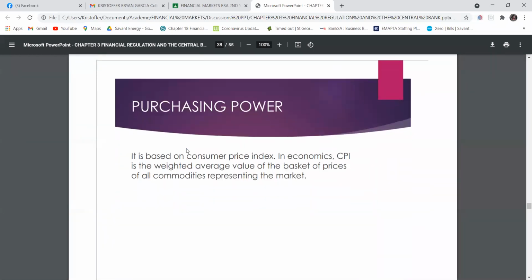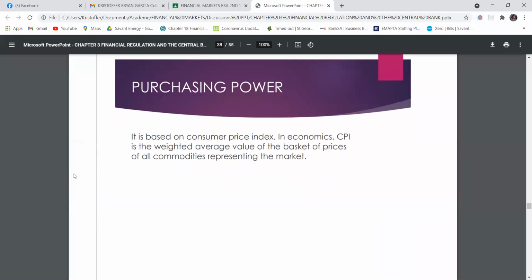So, Kate, pakituloy na nito. Purchasing power. Purchasing power, it is based on consumer price index. In economics, CPI is the weighted average value of the basket of prices of all commodities representing the market. Ayun. So, when you say purchasing power, kung tatagalogin mo, ano ba yung kapangyarihan ng pera mo? Ano ba yung mabibili ng pera mo? So, basically, iko-compare lang siya kung magkano yung value ng pera mo 20 years ago or depende in the past kung kailan man. So, kung dati ba, ano nabibili ng 50 pesos mo? Ngayon, ano na lang yung kayang bilhin ng 50 pesos mo?